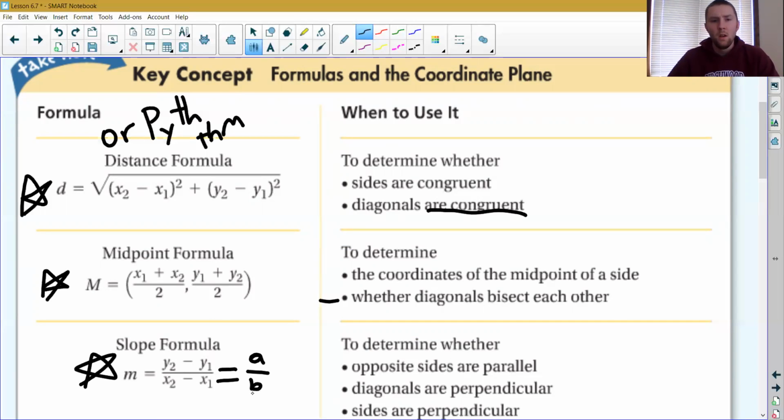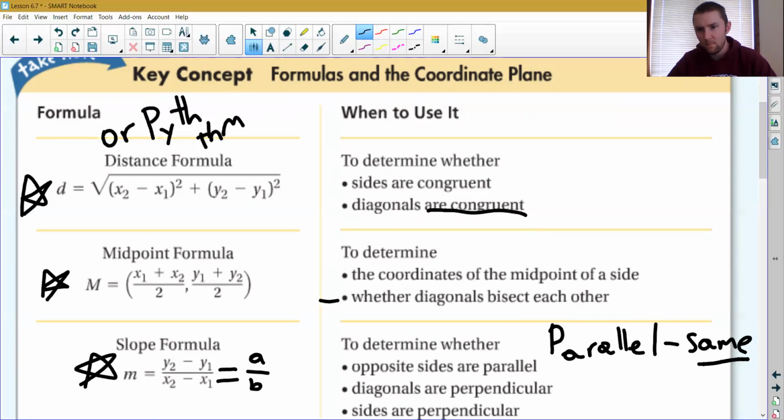So when we want to determine if lines are parallel or perpendicular, we are going to be using the slope formulas. Hopefully we remember that parallel lines mean the same slope, right? Parallel lines mean the same slope.